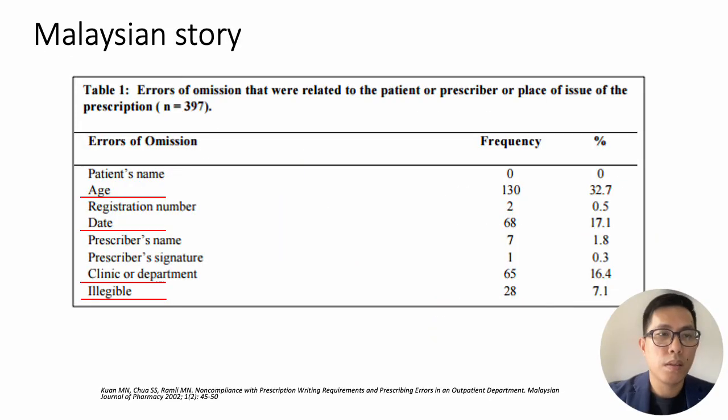Okay, so in Malaysia there have been multiple studies. This is one example where they wanted to find out the prescription errors, where the mistakes are. Yeah, so these are some of the issues that they are facing. The age of the patient is not written down. Yeah, this information is vital because they want to differentiate whether this is a pediatric patient or an adult patient. The date of the prescription was not written. Okay, in some cases it is completely not readable.